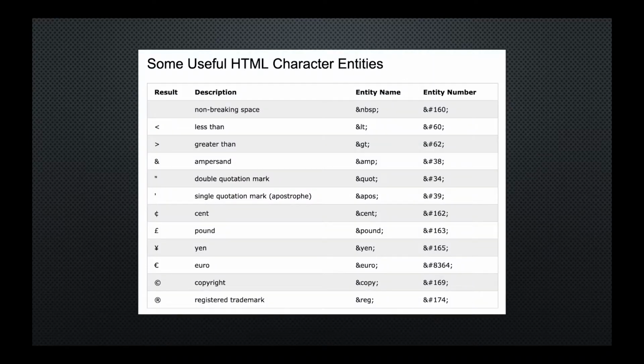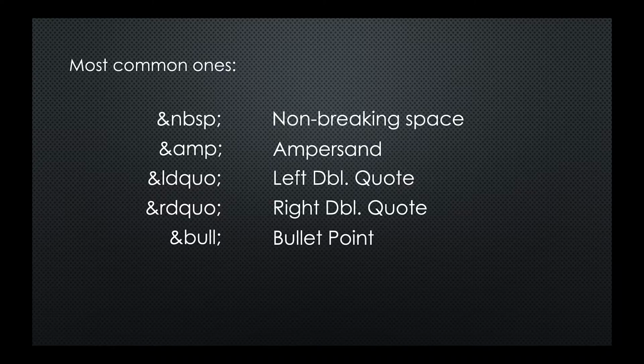In order to correct this mistake, we need to place the correct character entity or special character code. In this list, as you can see, there are two ways to establish the entity. It could be by name or it could be by number. This is a list of the most basic or most common special characters: non-breaking space, ampersand, left double quote, right double quote, and bullet points.